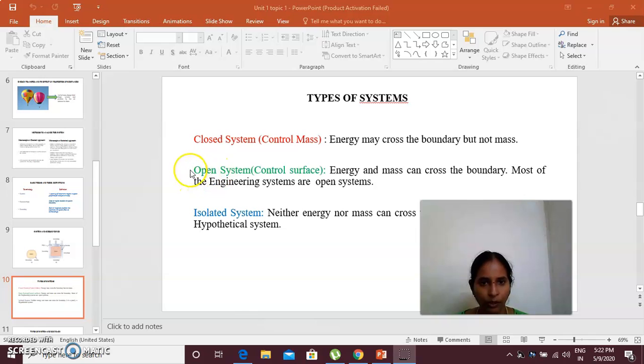An open system is open to both energy and matter or mass. Most engineering systems are open systems, since you have to supply the substance, and only then can you take the output. An isolated system is a hypothetical or ideal system, only imaginary, in which neither energy nor mass can cross the boundary. The best example of an isolated system is the universe, a separate, isolated thing. We will concentrate more on the open system than on closed and isolated systems.